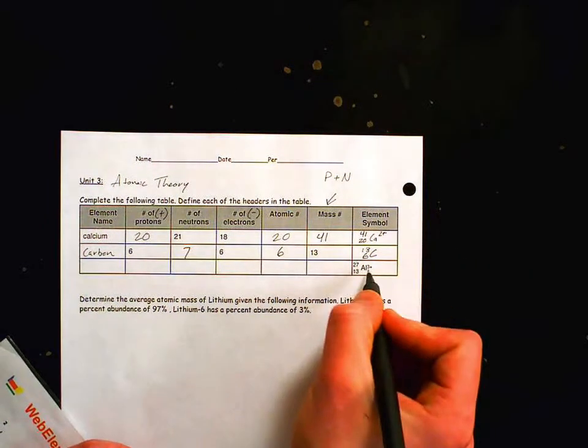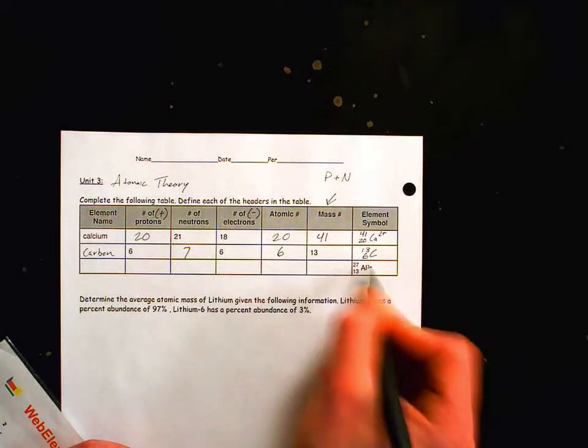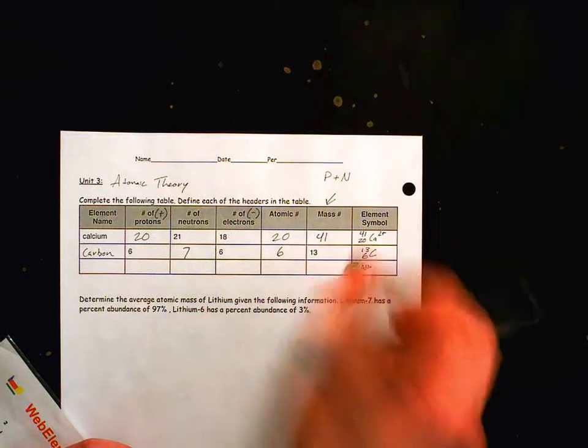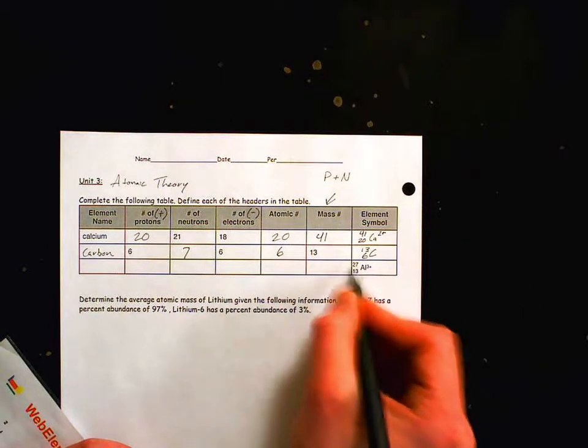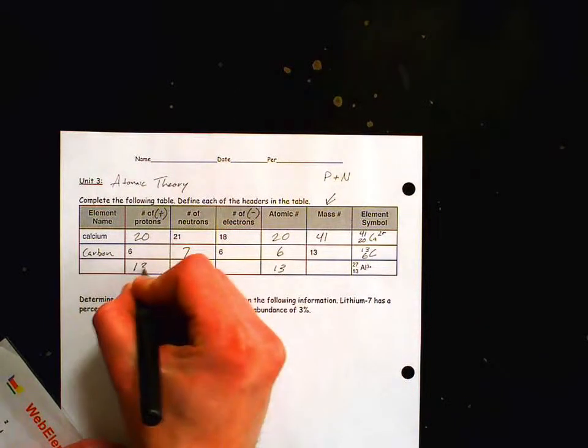Okay. Lastly, we're going to take everything that we just learned and kind of flip it around, because now I'm giving you all this information compacted into the element symbol. So we know that this is aluminum. Okay. This is the atomic number on bottom. The atomic number is the same thing as the number of protons.